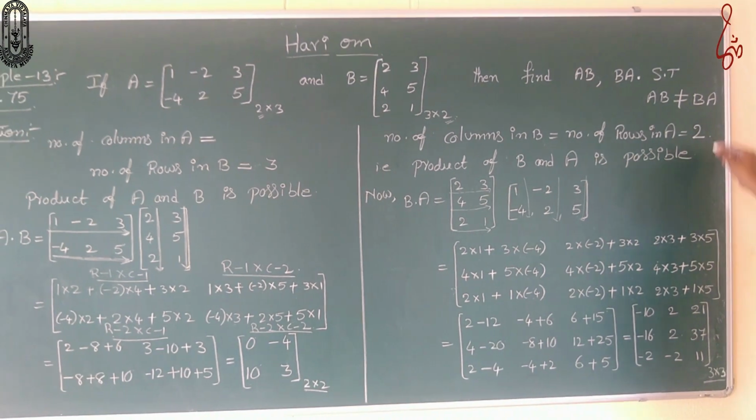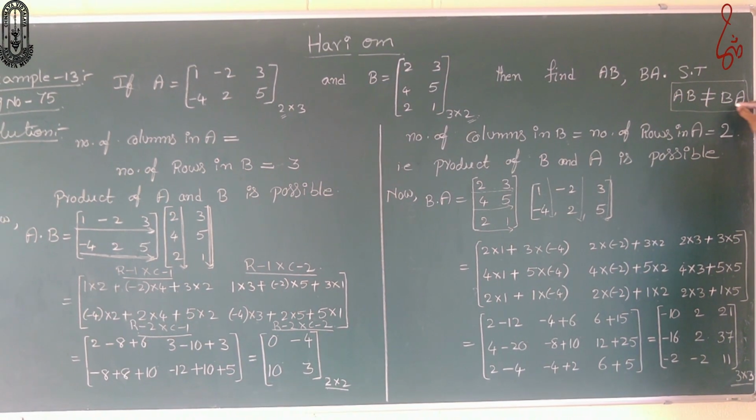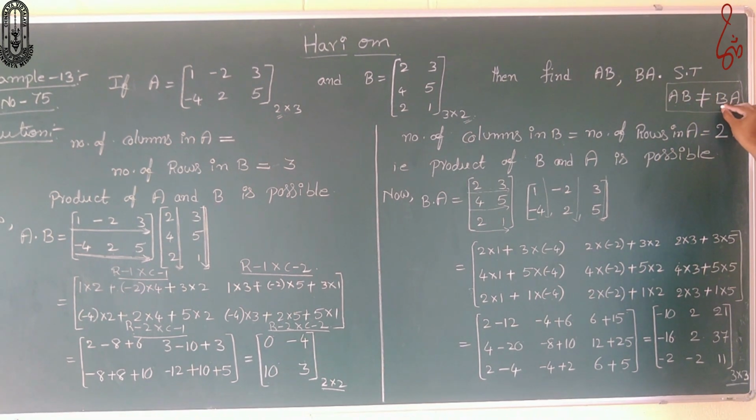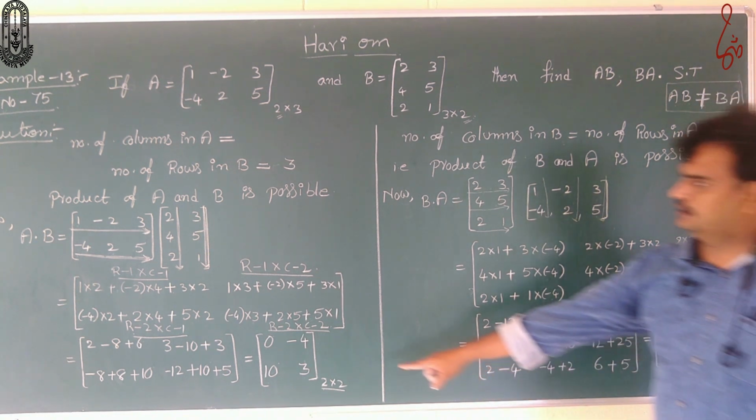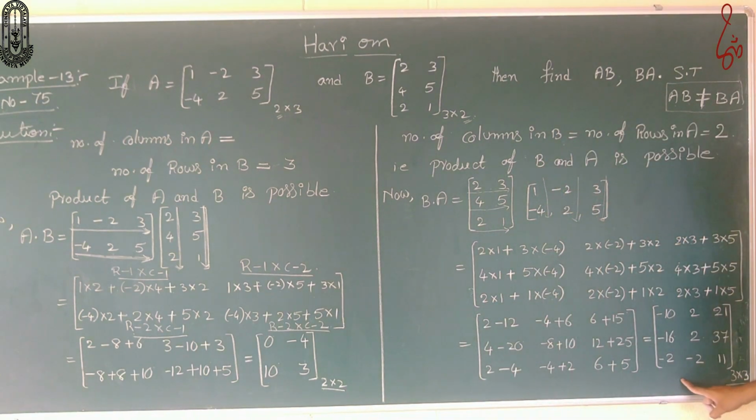Now, the question, whether the product of A and B, the product of B and A are equal or not equal. Simply we can say that here the product of A and B gives us a 2 by 2 matrix, the product of B and A gives us 3 by 3 matrix. Definitely these two matrices are not at all equal. Means that A into B is not equal to B into A. This is about example number 13.